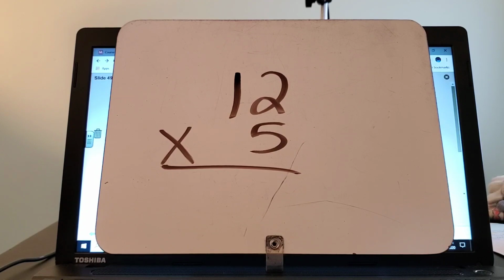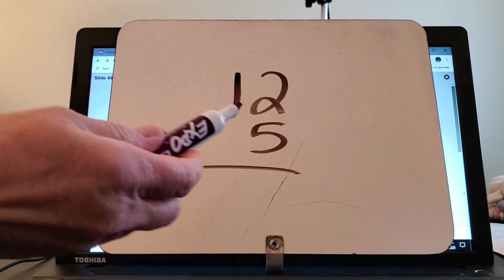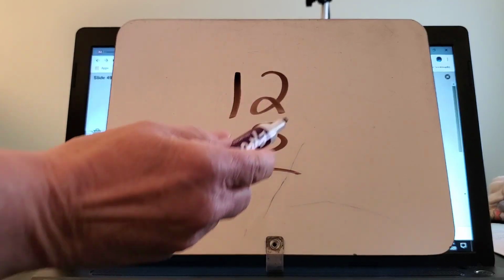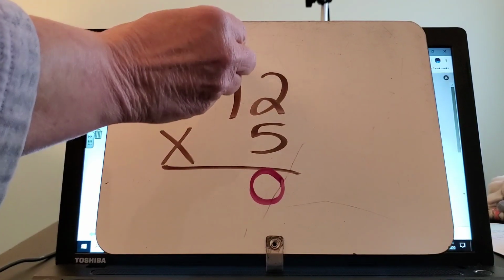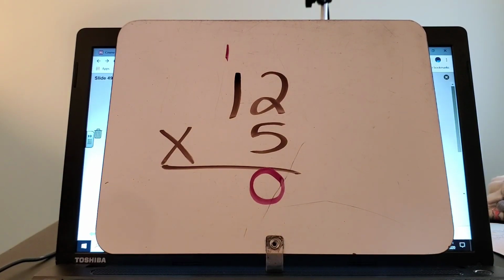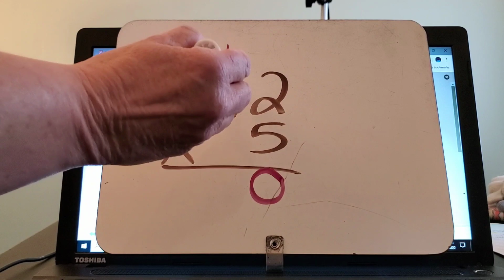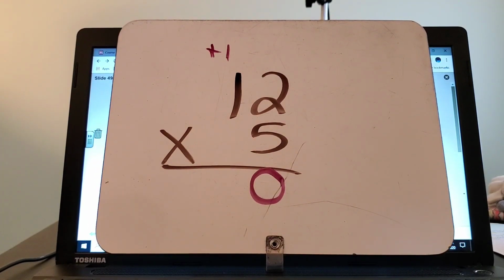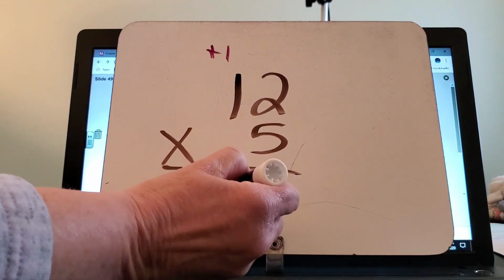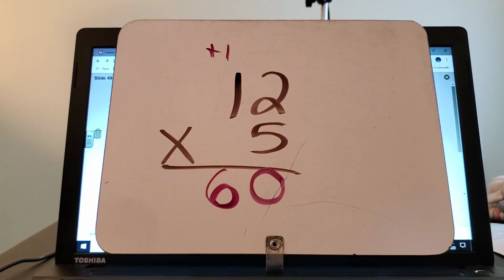Now we're going to do the next one, which is 5 times 12, or 12 times 5. Doesn't matter which way. We're going to start in the ones, and we're going to say 5 times 2 is 10. So we're going to put the 0 with the ones, and we're going to regroup the tens. Then we're going to say 5 times 1. What's 5 times 1? 5. We're going to add what we regrouped, so 60. So 5 times 12, or 12 times 5, is 60.